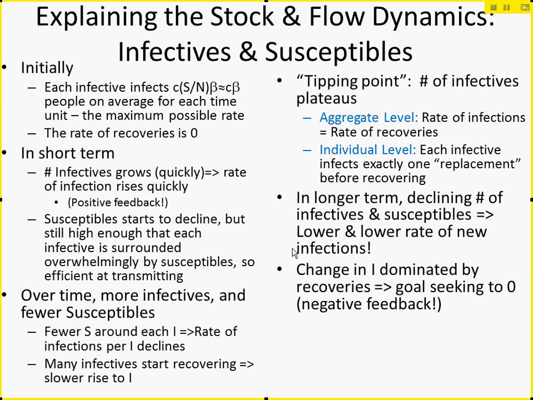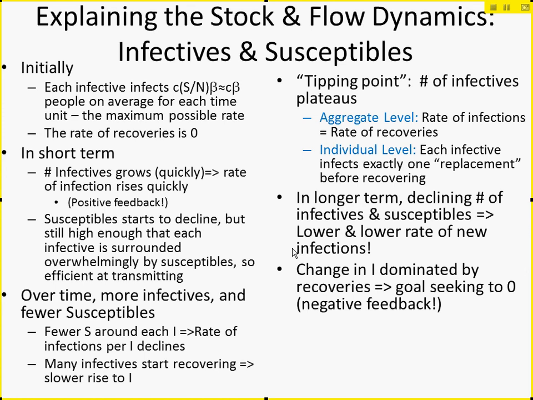The rate of recoveries right now is 0. Basically, no one's recovering. Why? Why is no one recovering initially, for the very initial period? There's only one person infected, and they haven't transitioned yet. Okay, now, in the short term, the number of infected grows very quickly. It's doubling because of that.